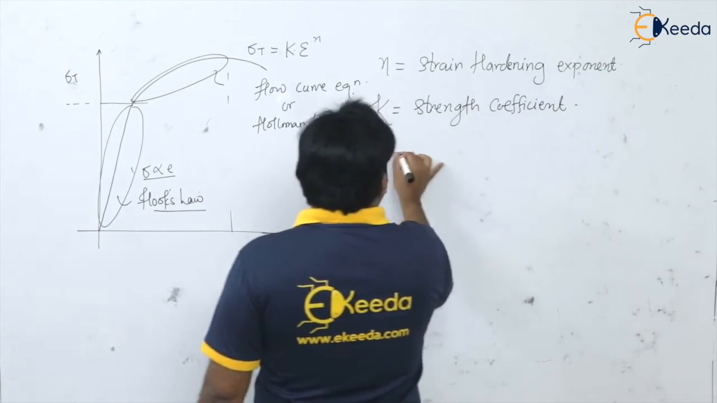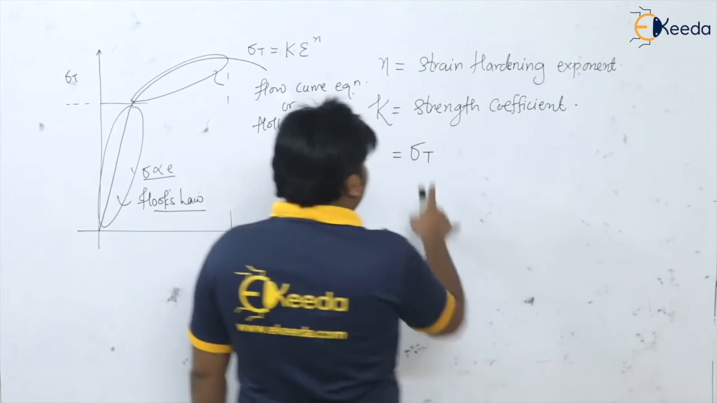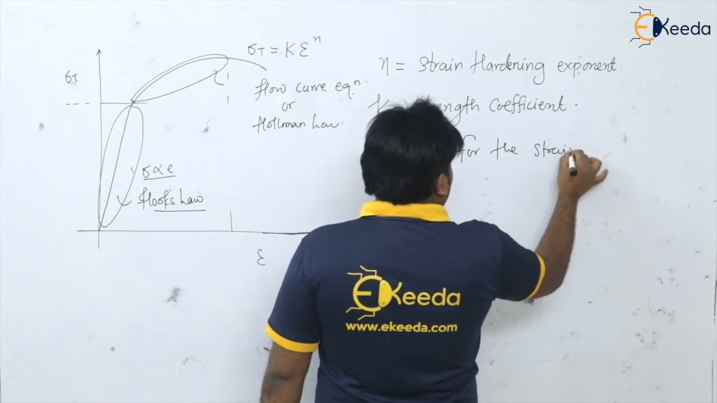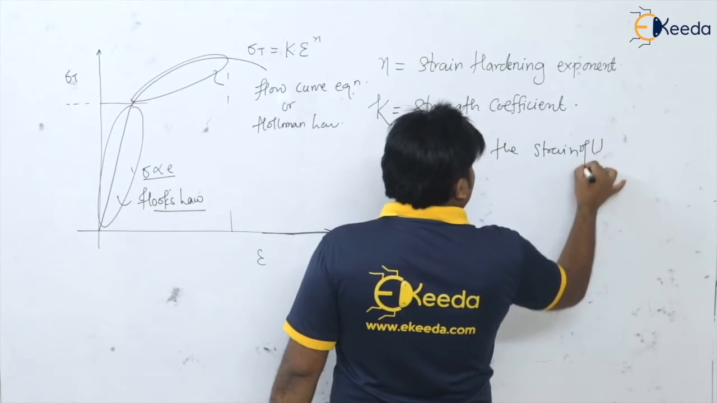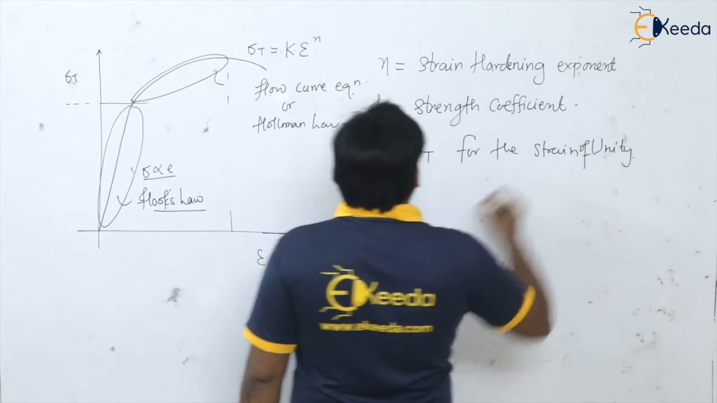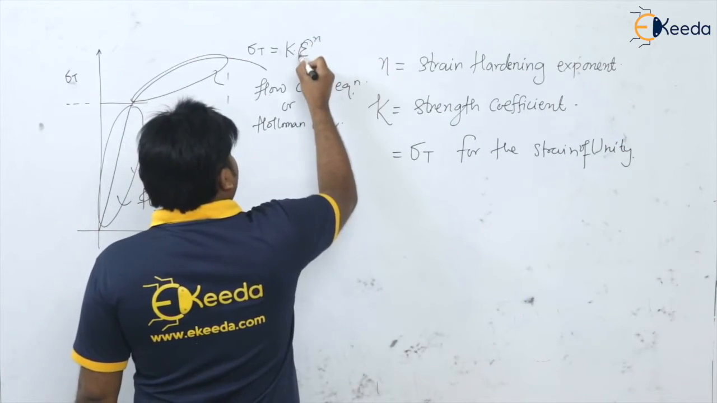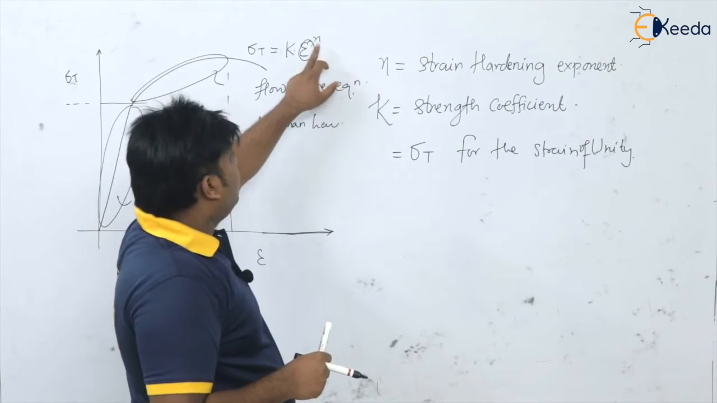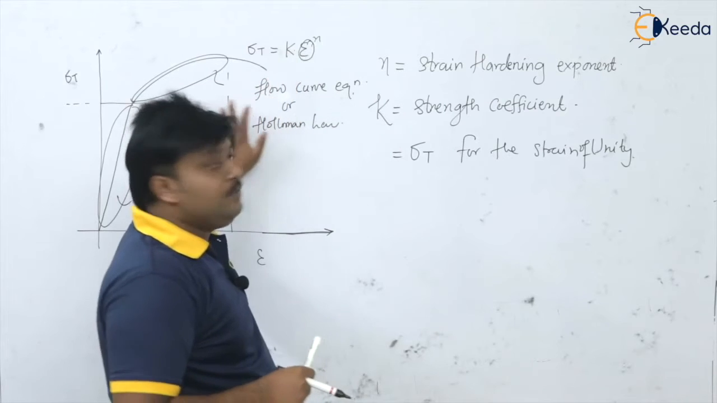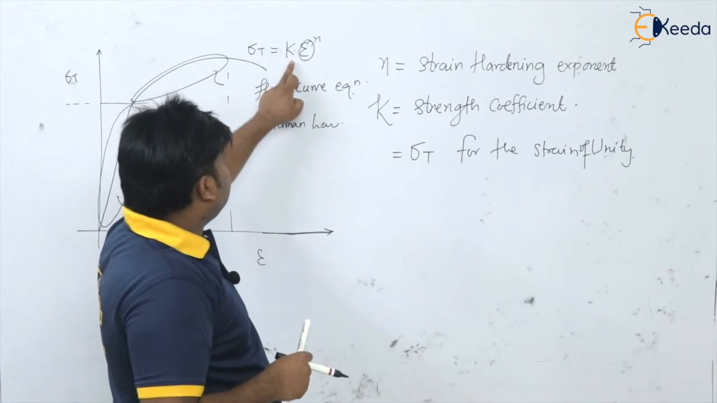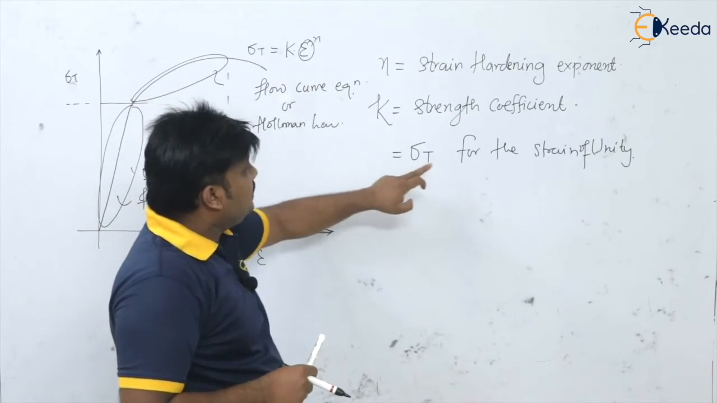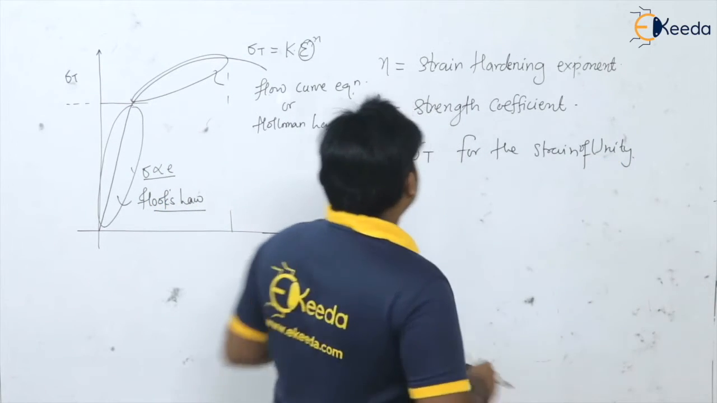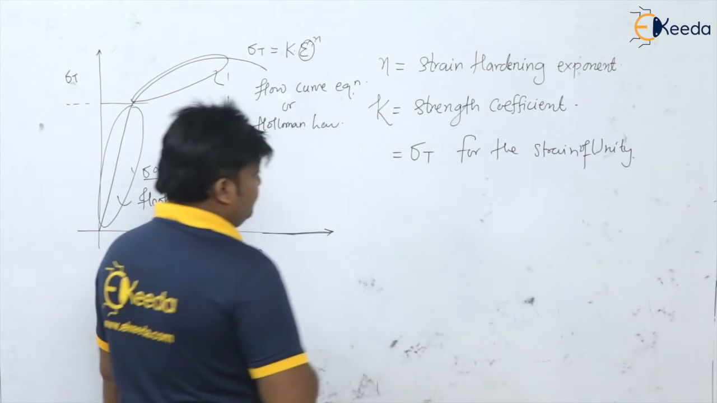which is nothing but the value of the true stress for the true strain of unity. So when the true strain is 1, 1 to the power anything will be 1 only. So sigma T is equal to nothing but this K only, that is the true stress for the strain of unity. This is the strength coefficient.